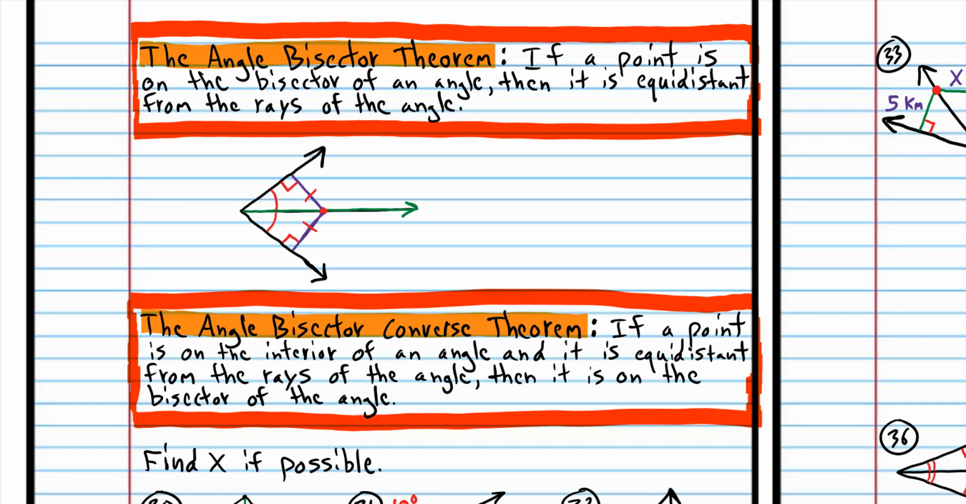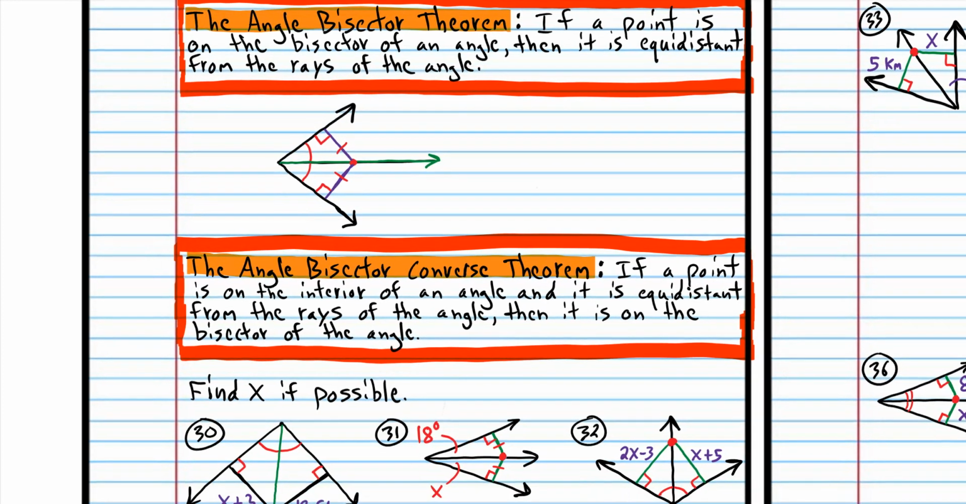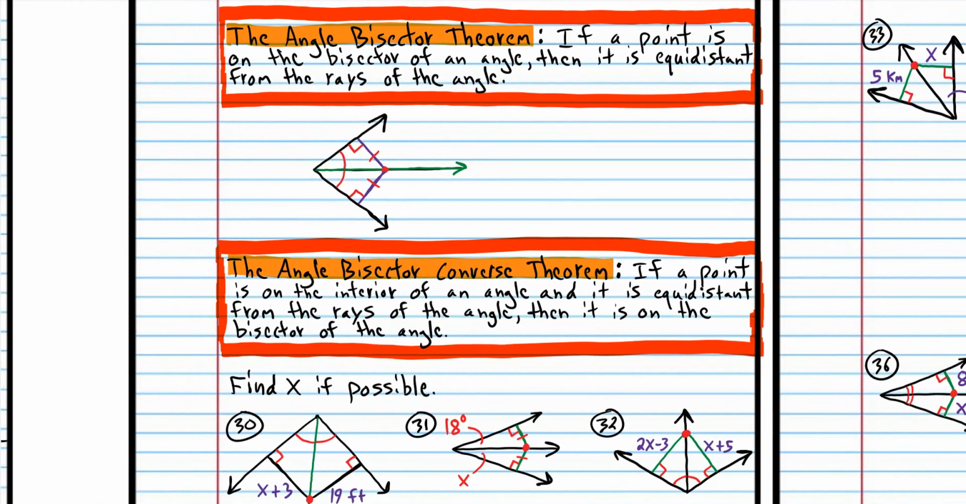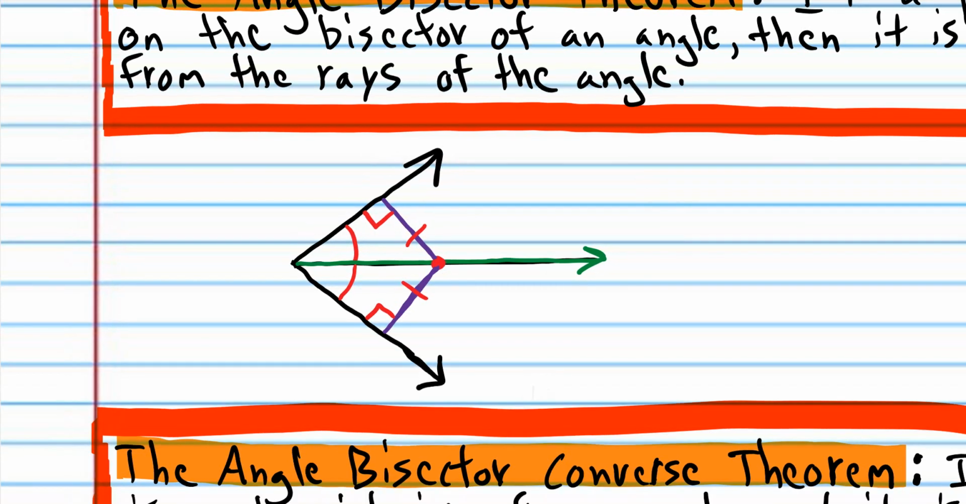So if this point is on that angle bisector, then it's equidistant from the rays of the angle, meaning this length is equal to this length. And the reason we have a 90 degree angle here is because the shortest distance is going to be a length that is perpendicular. That's something that just falls through the cracks of the curriculum, but there's a theorem that we need to show that the shortest distance between these rays is going to be a segment that's perpendicular.